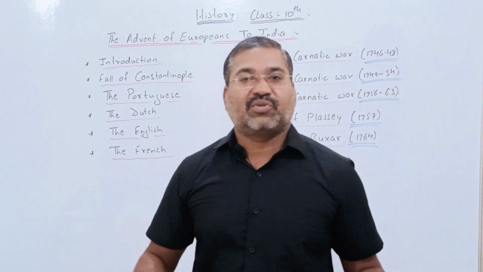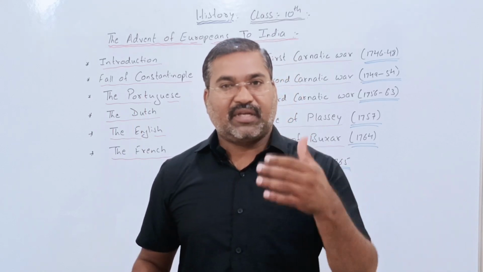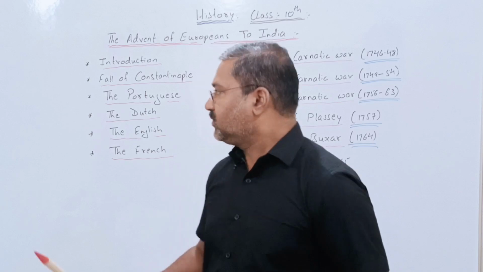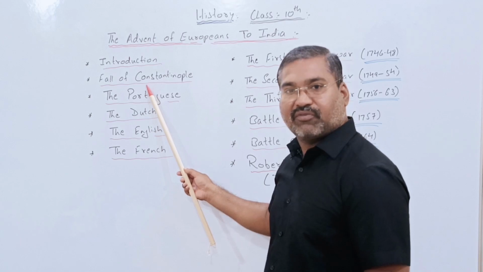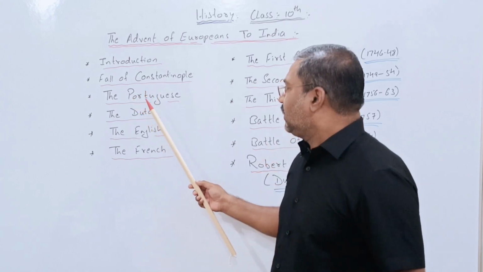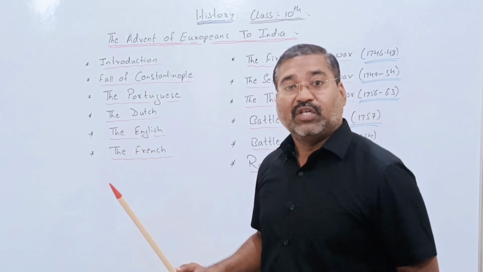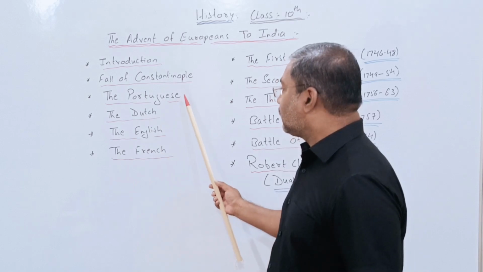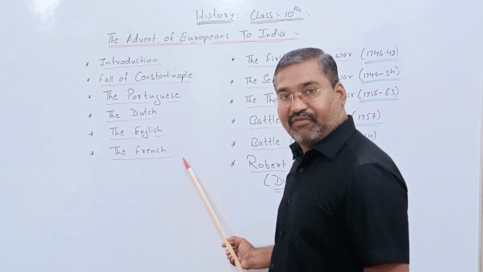In this chapter, dear students, we are going to learn about different subtopics. The chapter is totally about the introduction. First topic we are going to learn, then we are going to learn about the fall of Constantinople, then one after one we are going to learn related to the Europeans who have arrived in the country called India. They are the Portuguese, the Dutch, the English, as well as the French.